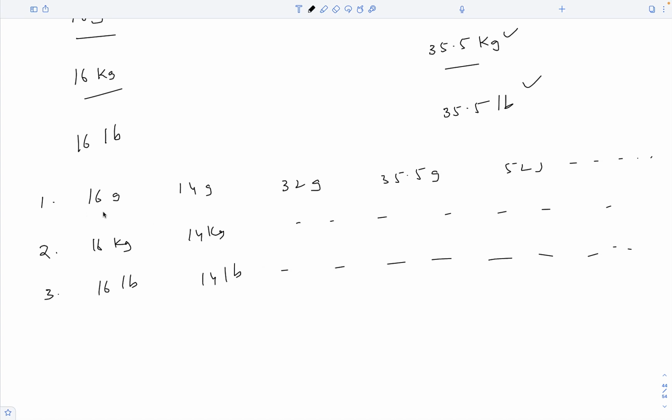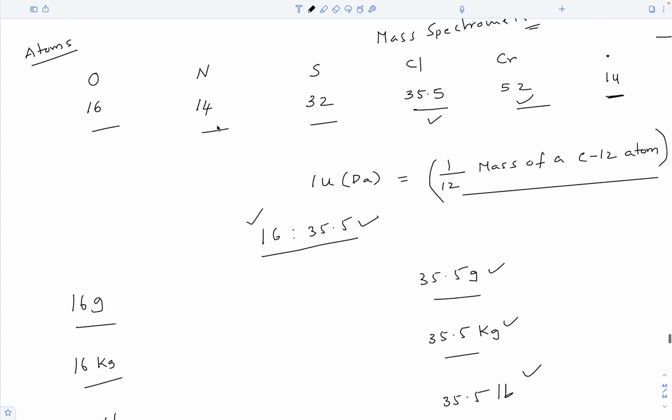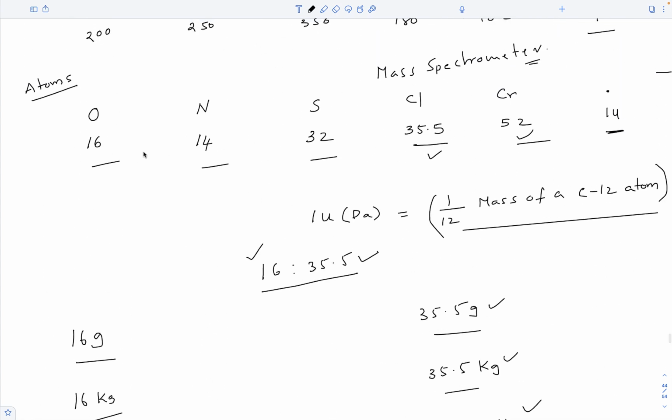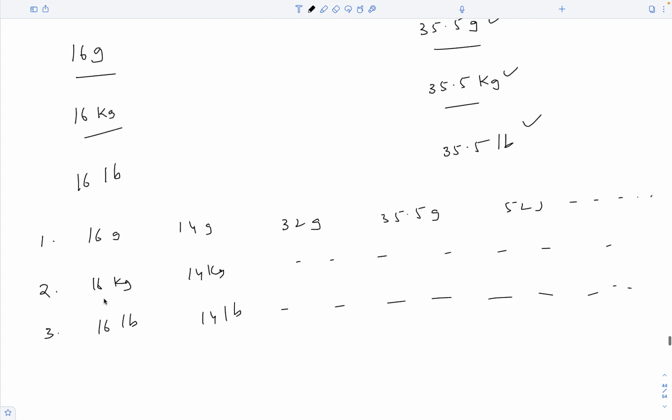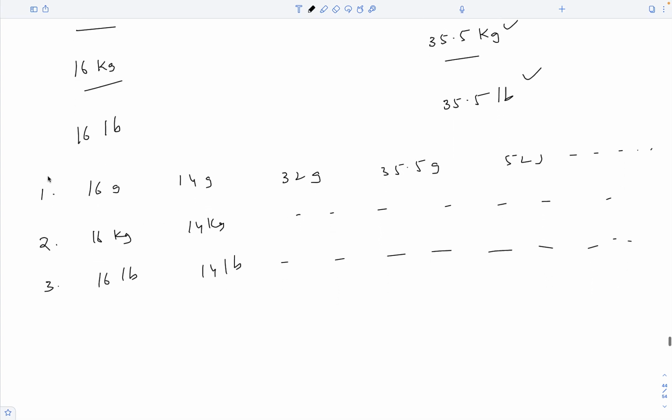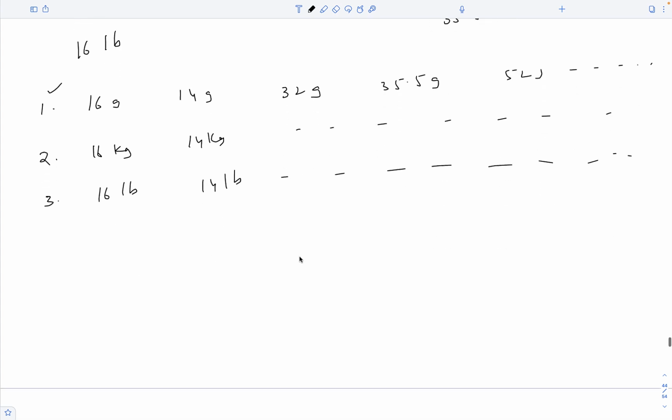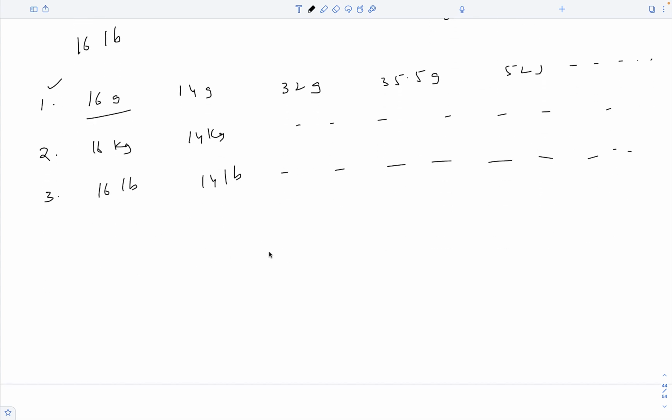As long as these ratios are equal to the ratio of their atomic weights or their relative atomic masses, we are guaranteed to have equal number of atoms. So if you take the first case, what are we doing here? Take this 16 grams of oxygen. Atomic weight of oxygen is 16.